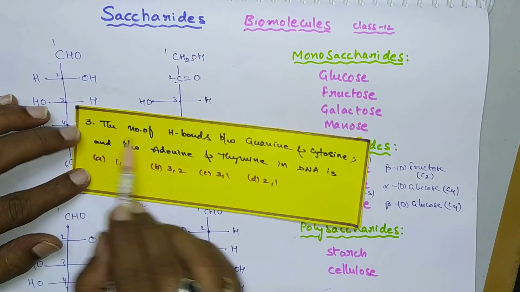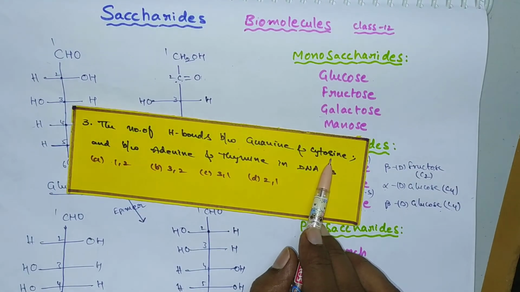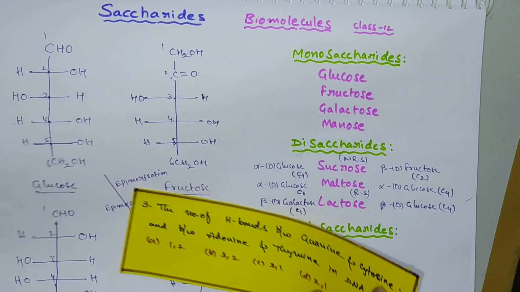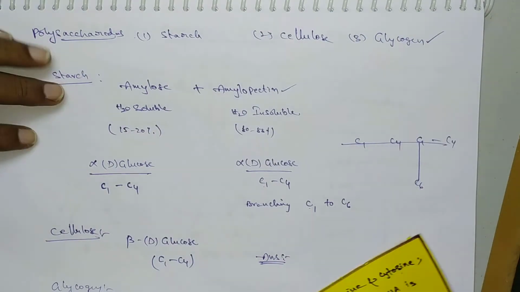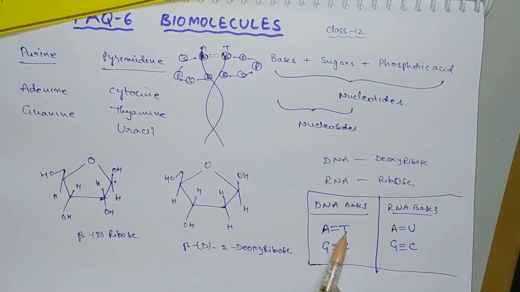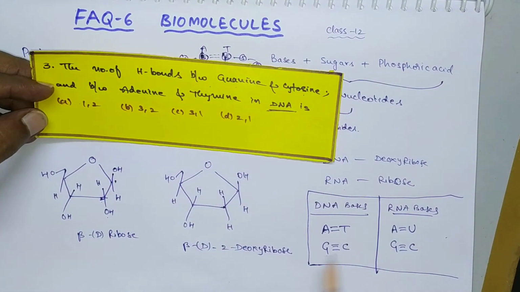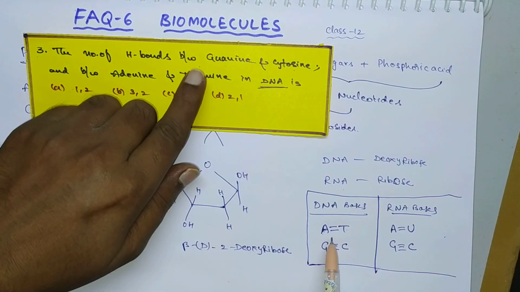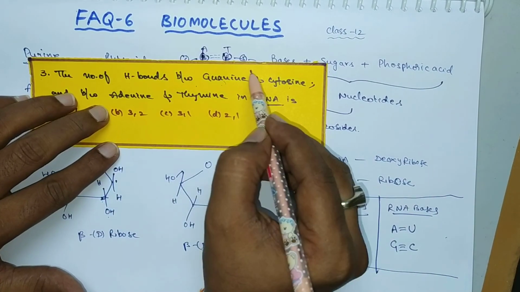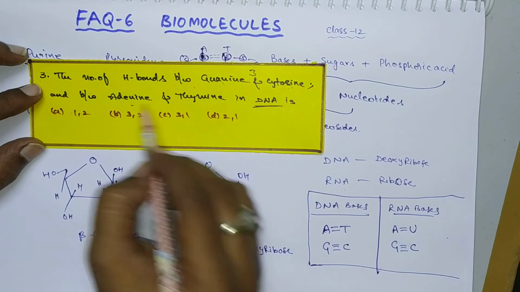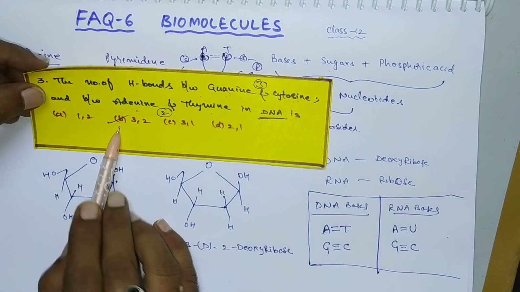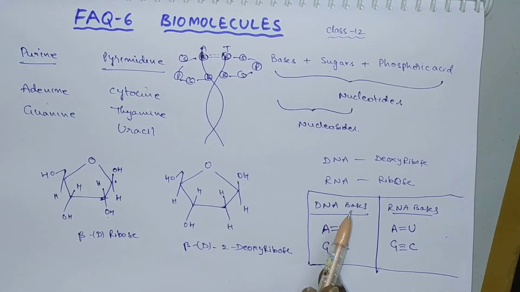And next one. The number of hydrogen bonds between guanine and cytosine, and adenine and thymine in DNA. In case of DNA, what is the number of bonds between base pairs? We have just discussed the base pairs. For adenine and thymine, there exist double bonds. For guanine and cytosine, triple bonds. So 3 and 2. The option will be B. Okay, 3 and 2.